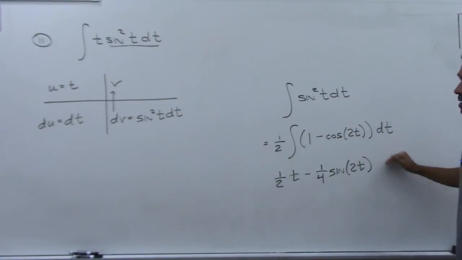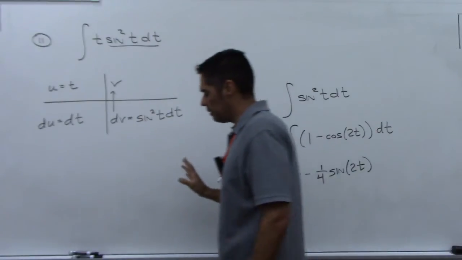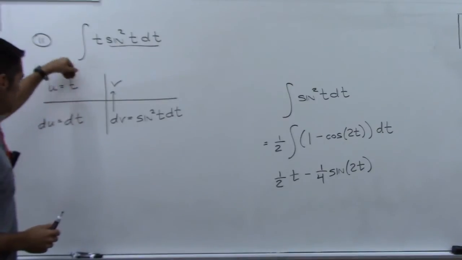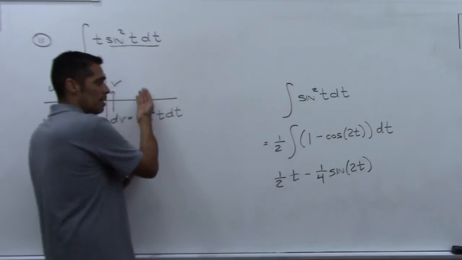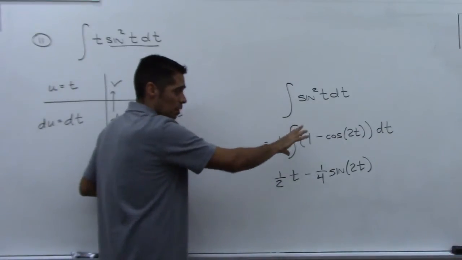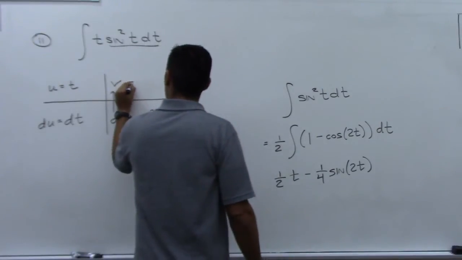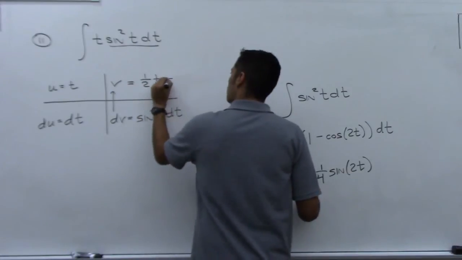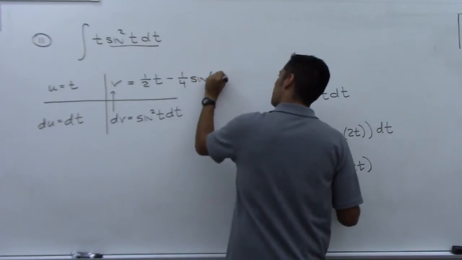But I'm not going to do that until I put this all together. I'll throw the constant at the very end. So that's the antiderivative of sine squared. So look what we've done here. Integration by parts used to work for us because this became easier and this was something we could do pretty easily. Now you can see that this step going up might actually require some work. So that's okay, that's what we have. So v equals 1/2 t minus 1/4 sine 2t.